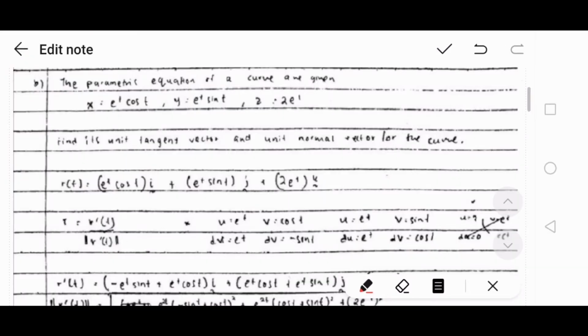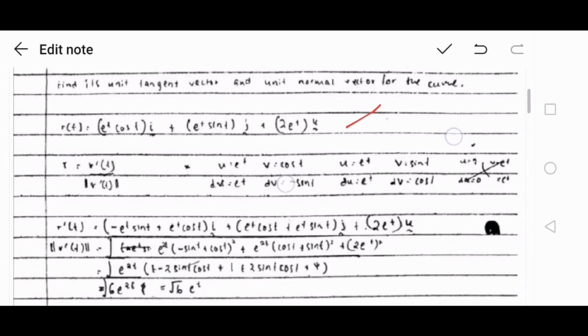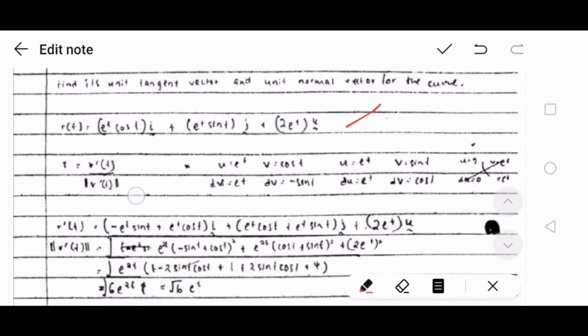Okay, for question 2B, the parametric equations of a curve are given as this. Find its unit tangent vector and unit normal vector for the curve. So from the question, we know that r(t) is equal to e power of t cos t i plus e power of t sin t j plus 2e power of t k. So to find the unit tangent vector, this is the formula.